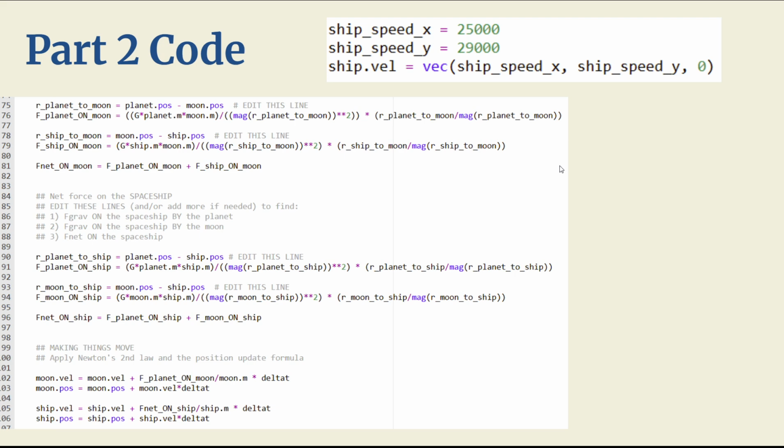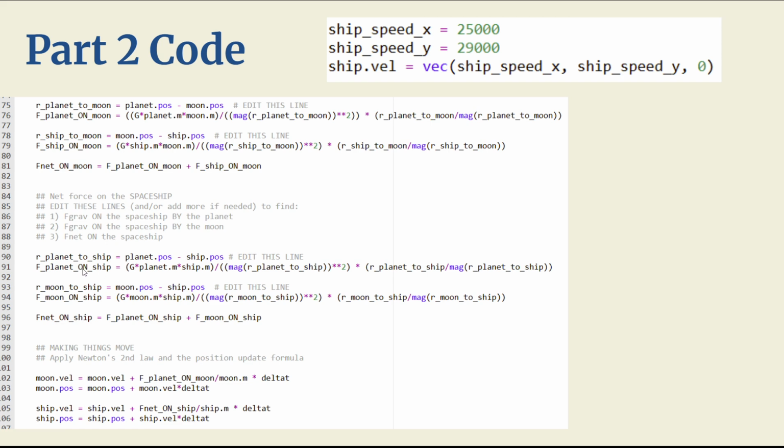In part 2, we were to find a ship's orbit where both the moon and planet were exerting a force on it. I set the initial speed of the ship to be 25,000 meters per second in the x direction and 29,000 meters per second in the y direction. I calculated the force of the planet on the moon using the gravity formula, and I did the same for the ship on the moon. So Fnet on the moon was equal to both of these forces added together.